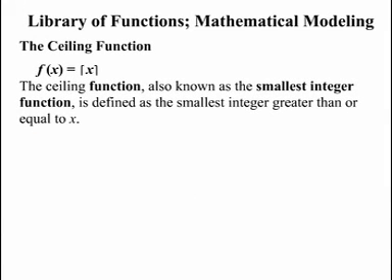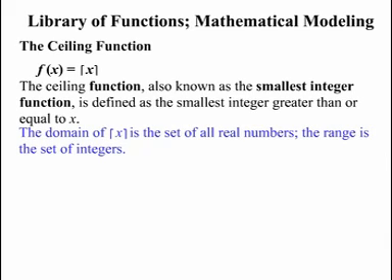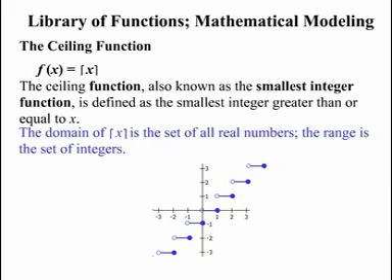The ceiling function, now we're missing the bottom of the brackets, also known as the smallest integer function, is defined as the smallest integer greater than or equal to x. So if x was 2.7, well, the smallest integer greater than 2.7 would be 3. And the domain is the same as it was for the floor function. And here is the graph of the ceiling function.